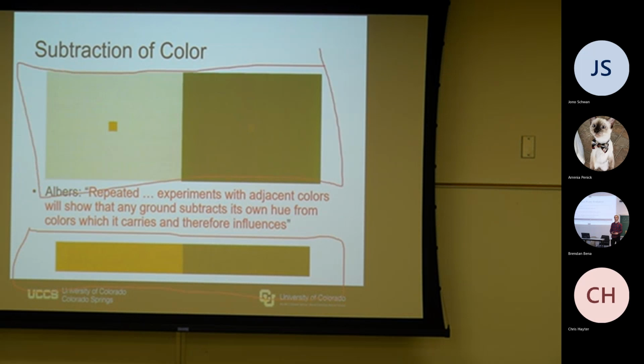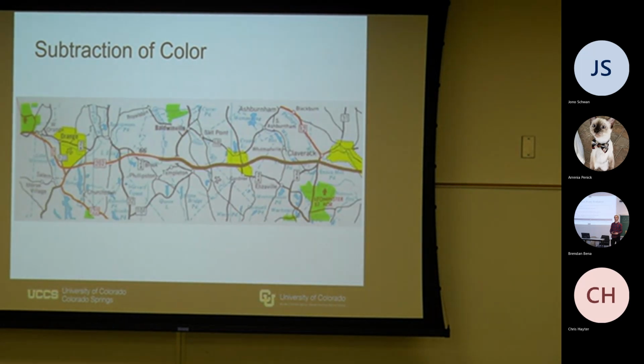But this is what Albers is saying about this. It says repeated experiments with adjacent colors will show that any ground subtracts its own hue from colors which it carries, and therefore influences. Now you can see some effect on some daily graphics that you see. The question is this: can these interactions of color benefit information displays?